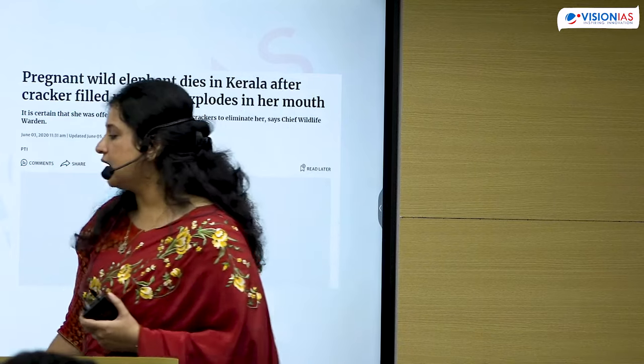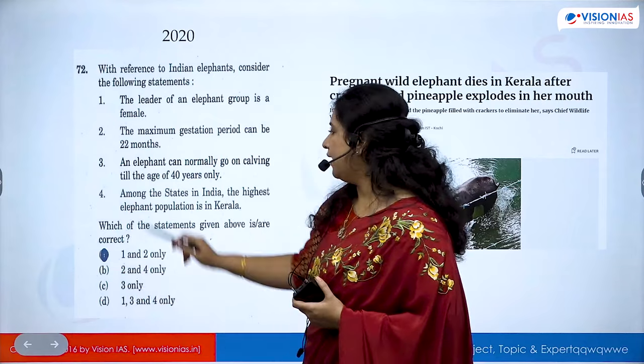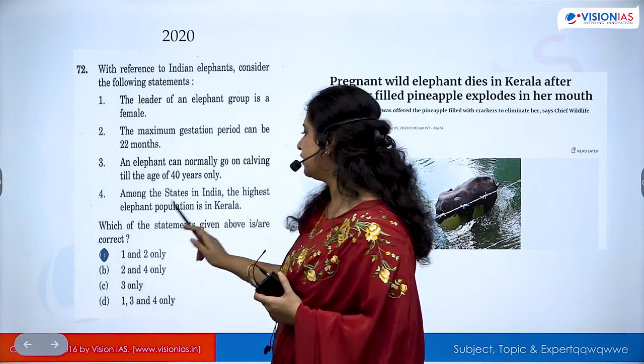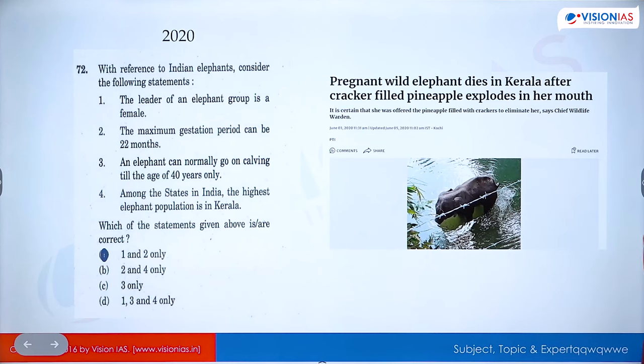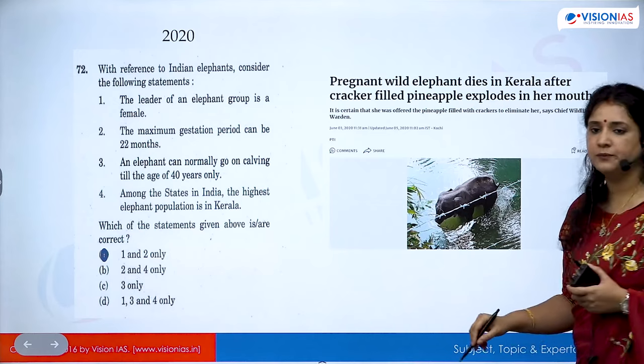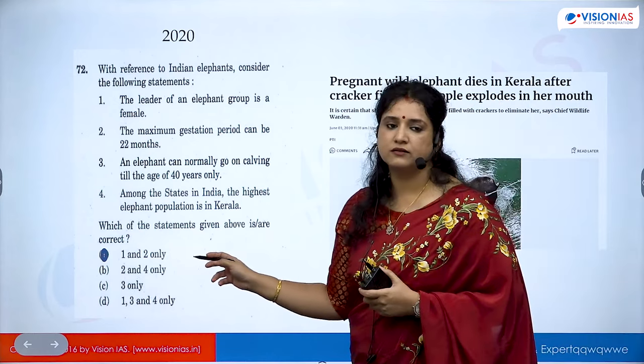All right. What is the answer to this question? 1 and 2 only. Okay. This is not correct. And what is the highest elephant population in India? Which state? Find out. Note it down. Likho ye. And also note down jitni bhi major species hai like tigers. Tigers ka kaun sa hai?